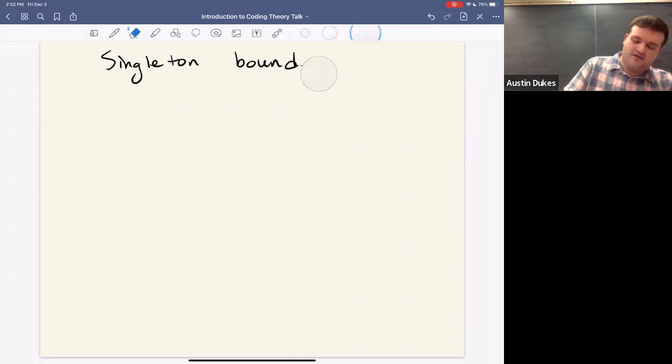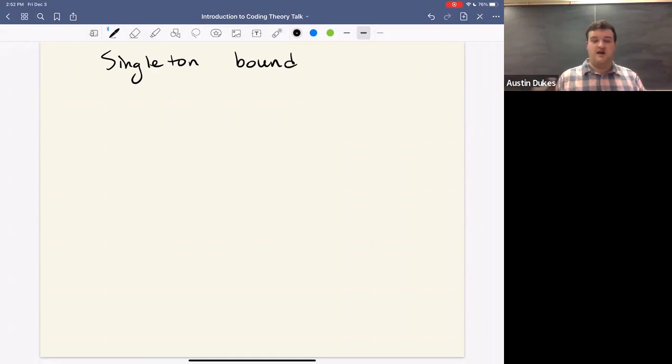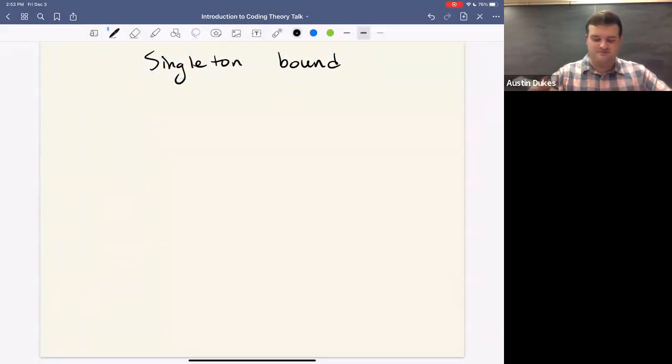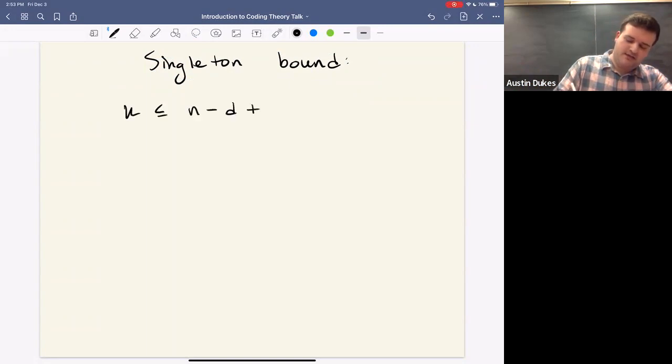And with this, next time, we'll talk about the idea of error correction and error detection, and then prove this bound and see how all of these things are going to come together in actual applications of codes. But it's hard to go over an application when we don't have the same language, as always in math. So the singleton bound says that k is less than or equal to n minus d plus 1.